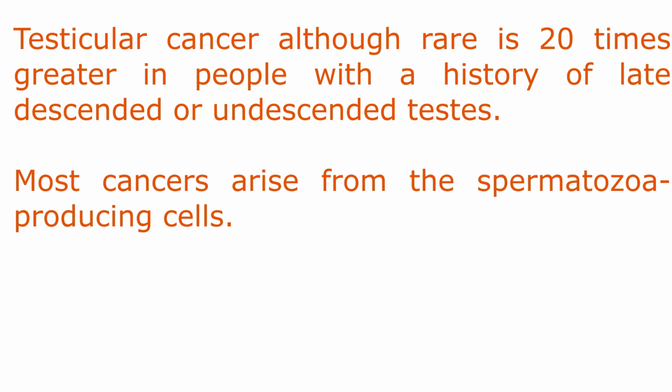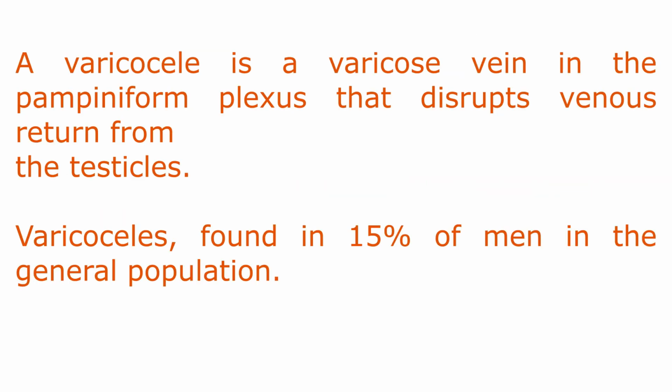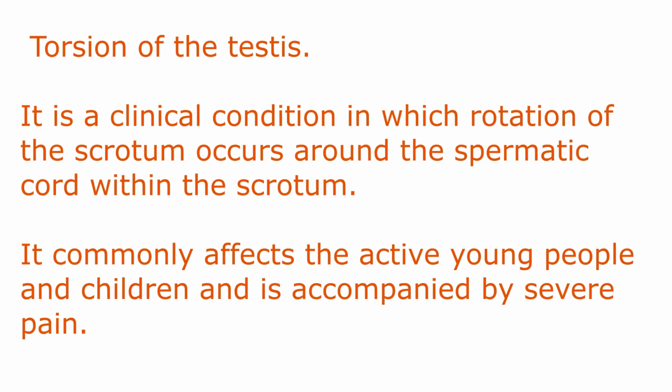The cancer cells from the testes spread upward via the lymph vessels to the lumbar lymph nodes at the level of the L1 L2 vertebra and produce secondary tumors in the abdomen. Varicocele is a varicose vein in the pampiniform plexus that disturbs venous return from the testicle and may cause a sperm abnormality. Testicular torsion or rotation of the testes may occur.